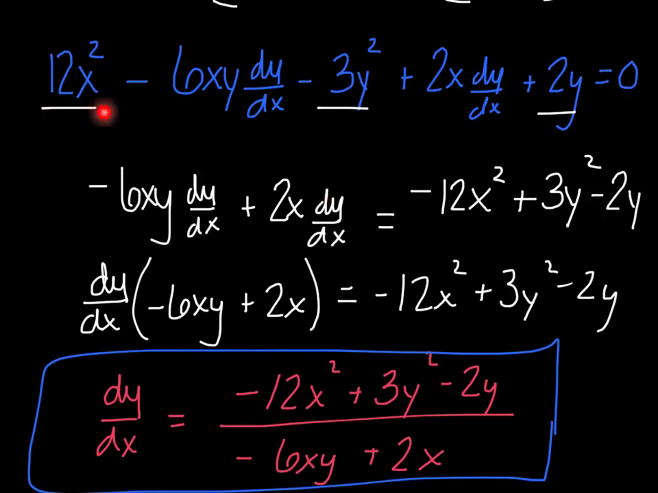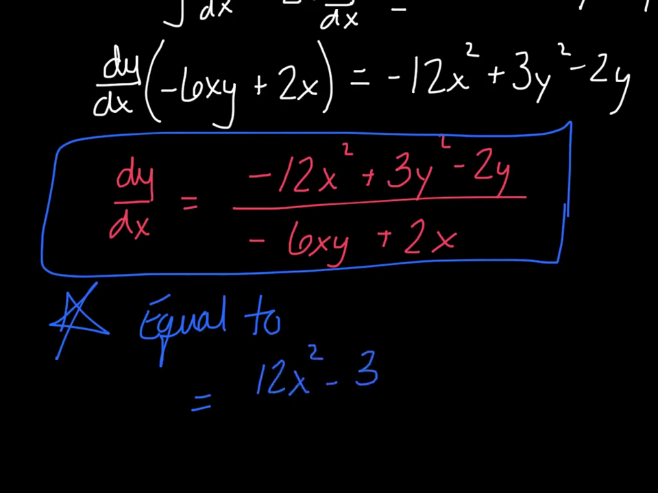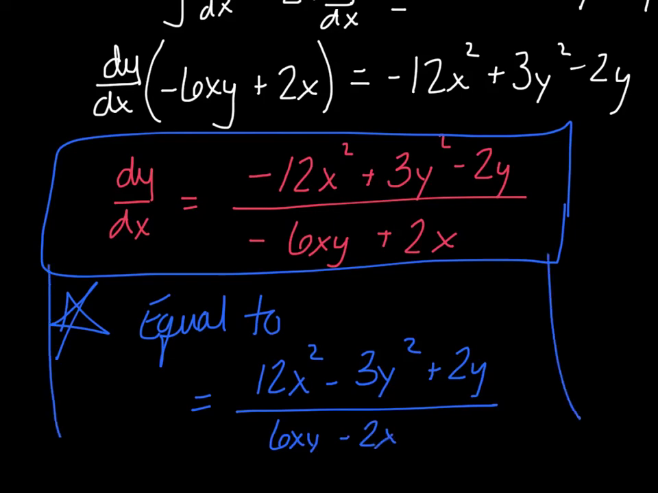So basically, I would have had positive 12x squared minus 3y squared plus 2y divided by a negative 2x and a positive 6y. What I'm trying to say is there are two equivalent answers. So make sure you put this in your notebook. This is equivalent to the negated version of that. So I could have positive 12x squared minus 3y squared plus 2y all over positive 6xy minus 2x. And remember, those are equal, so just pay attention to the multiple choice. If you don't see your answer, negate every term and it's equivalent.